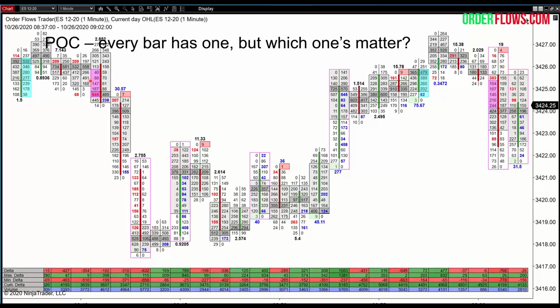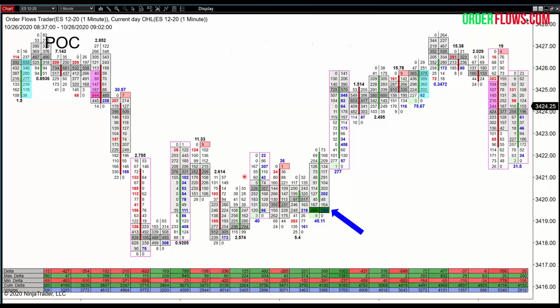Okay, now every bar has a point of control, right? You can see that's the area with the most volume, right? That's the gray area in each bar. But which ones matter, right? And this is what our software does. We'll highlight the ones that matter so you can see instantly rather than saying, does this one matter? Is this one important or not? Or is this just a normal point of control, right?